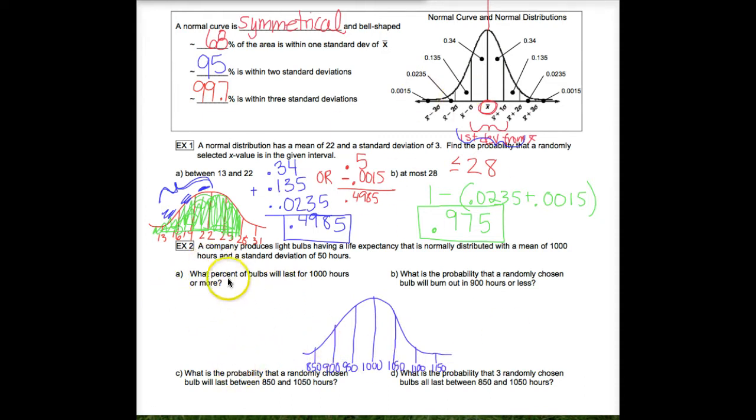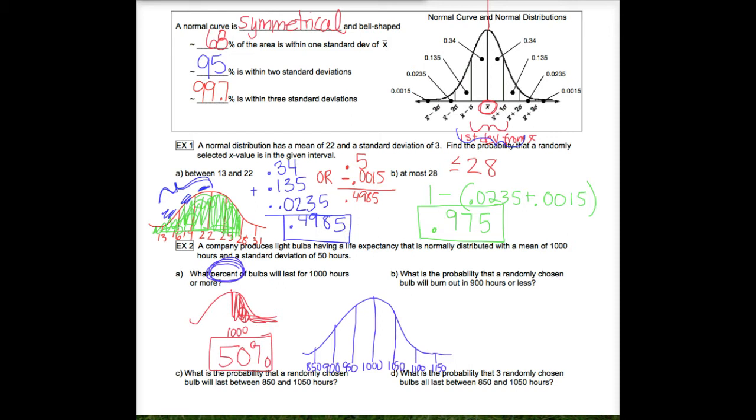So what percent, notice that it asked for percent this time, of bulbs will last for 1,000 hours or more? Well, this one's a pretty easy question because 1,000 hours or more, 1,000 is the mean. So 1,000 or more is exactly half. So 50%. Nothing else to do on that one.